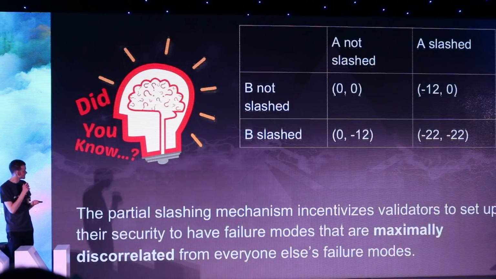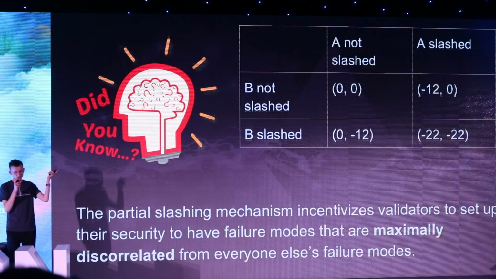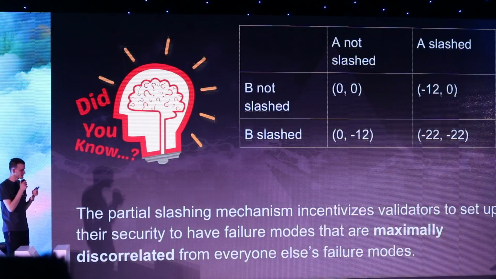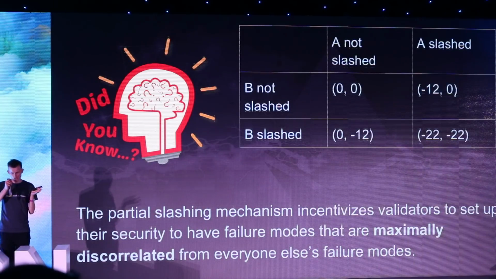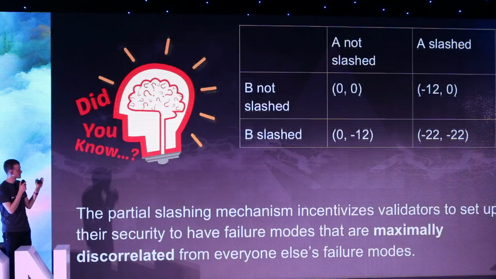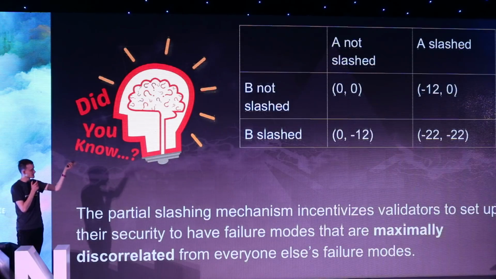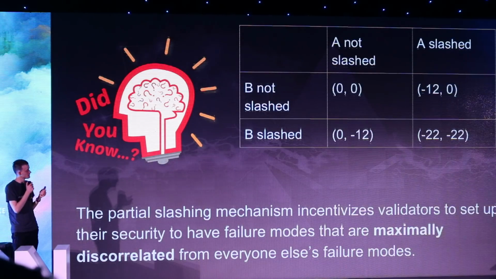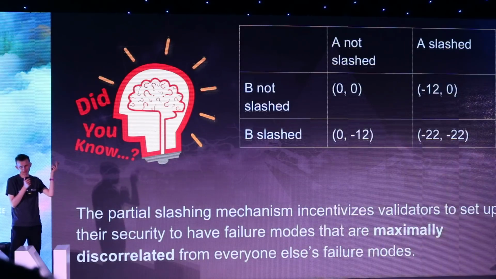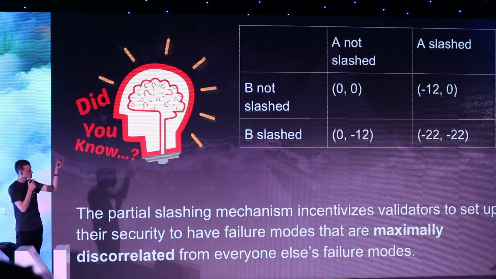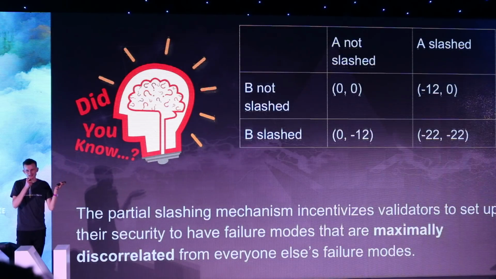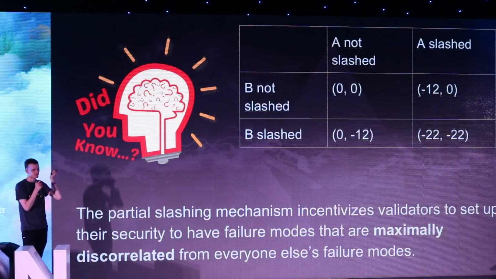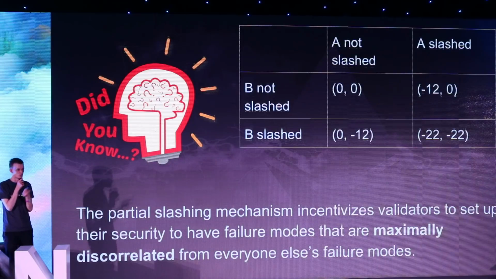This is one of the really interesting properties of the partial slashing mechanism, and it's intended to explicitly incentivize decentralization. The main principle is, if you look at the chart, if A and B both don't get slashed, and let's say A and B are each something like 3.3% of all deposits, then obviously neither of them loses any money. If A gets slashed, A loses 12%. If B gets slashed, B loses 12%. If both of them get slashed, then both of them lose 22%.